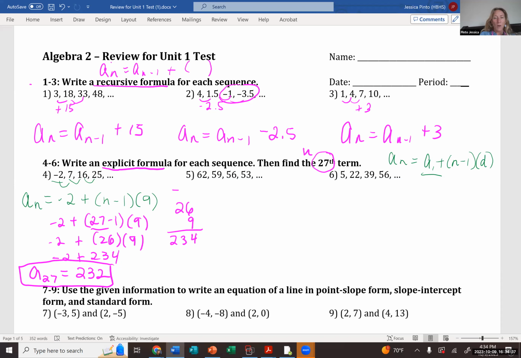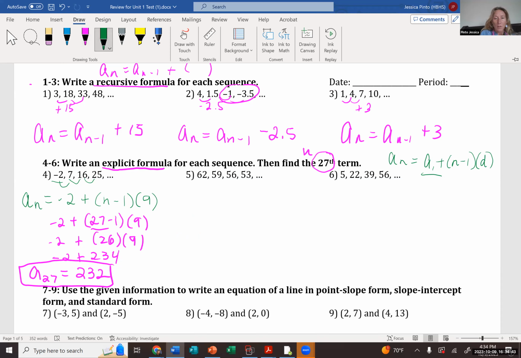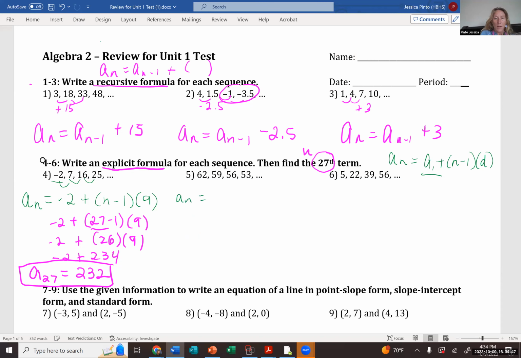So let's do the same work for number 5. I'm just going to erase this so that there's space. So for this a_n, we've got 62 plus n minus 1. And then let's see the pattern. We're decreasing, it looks like, by 3. Yes. So negative 3.